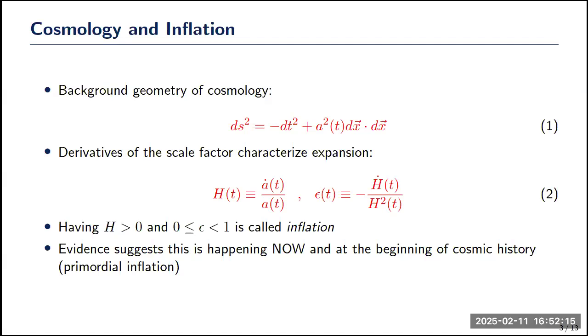Okay. When both the first and second time derivatives of the scale factor are positive, which corresponds to having a positive Hubble parameter and the first slow roll parameter between 0 inclusive and 1, the universe is said to be undergoing something called inflation, a period of rapid accelerated expansion. And there's evidence to suggest that this is happening both now and at the earliest moments of cosmic history, during which time it gets the name primordial inflation.